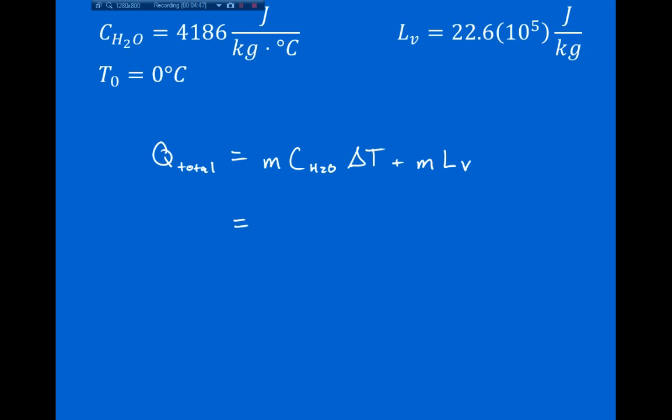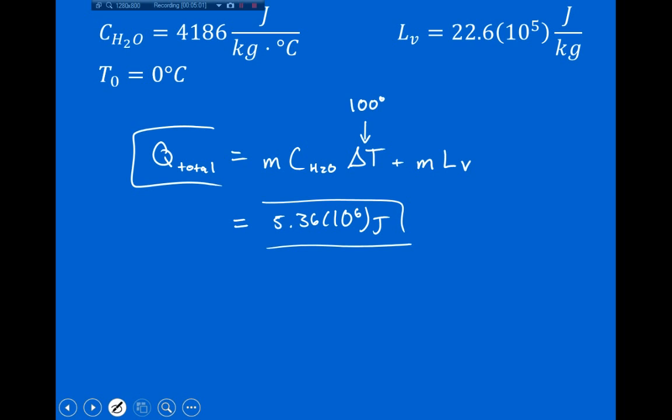And if we go ahead and plug all this into a calculator, remember this is 100 degrees Celsius, we'll see that this is going to be equal to 5.36 times 10 to the 6 joules. And so basically, what this example shows us is that when you boil water away, there's a whole lot more heat that's required to boil the water than is required to change the temperature.